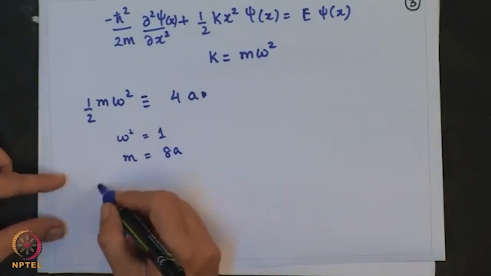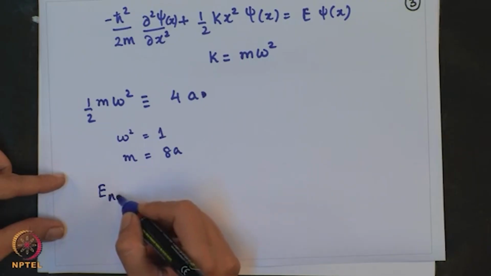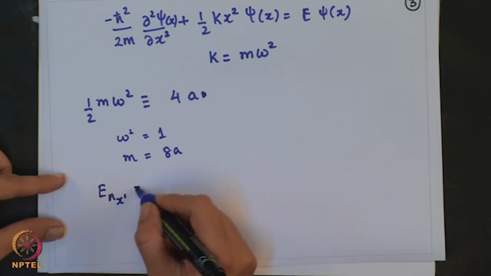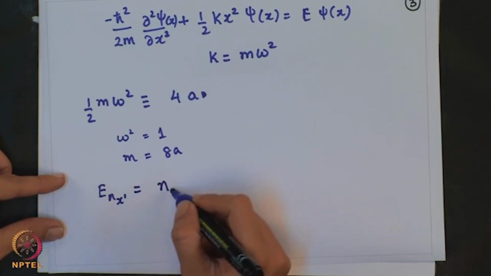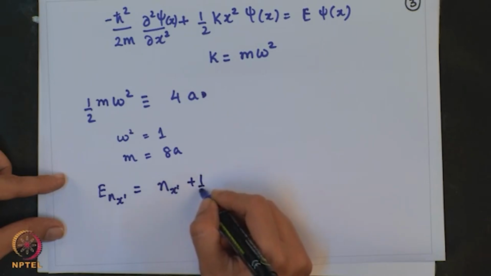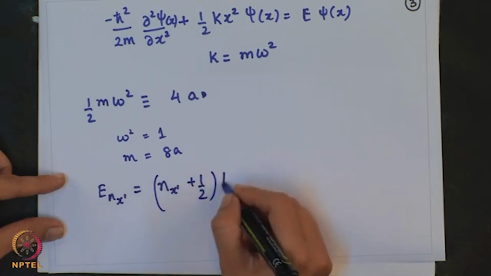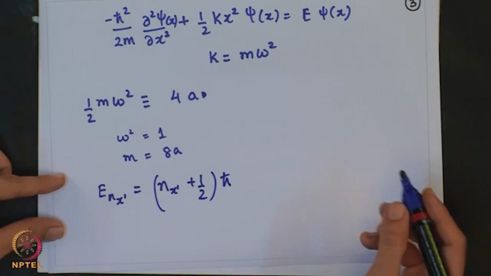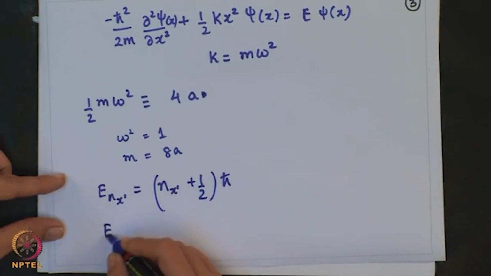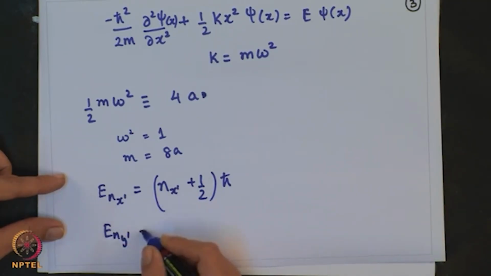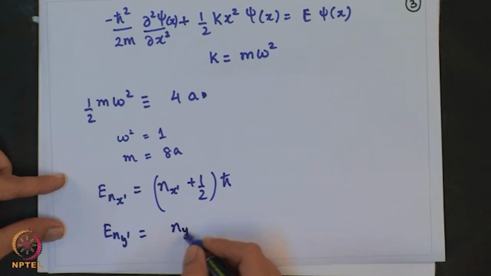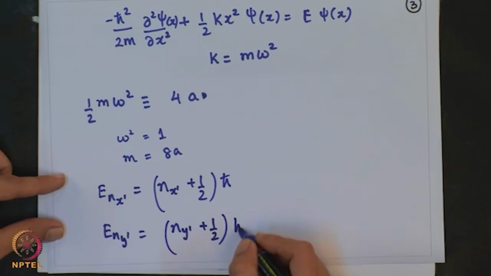So, the energy eigenvalue for x prime would turn out to be n x prime plus half times h cross omega, and that for y prime would turn out to be n y prime plus half times h cross omega.